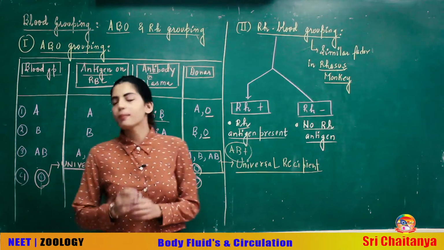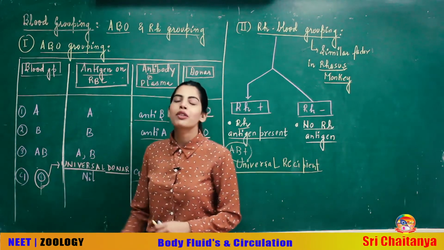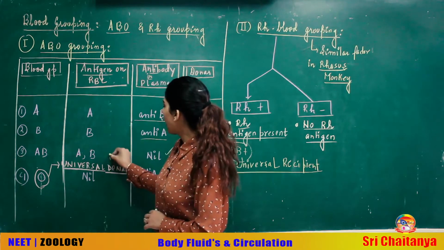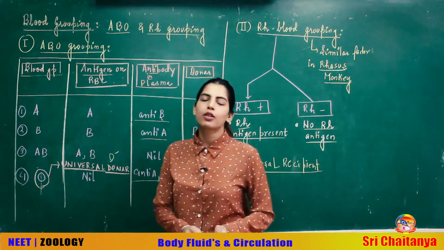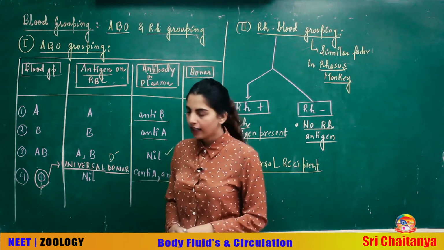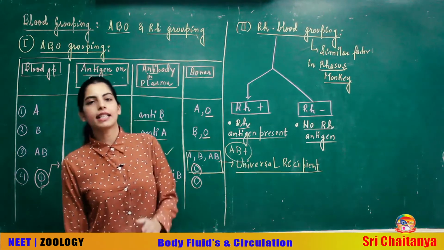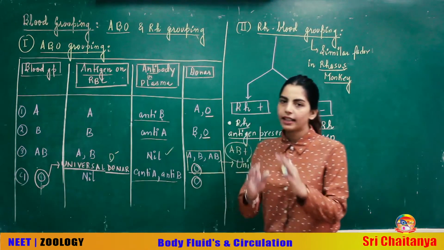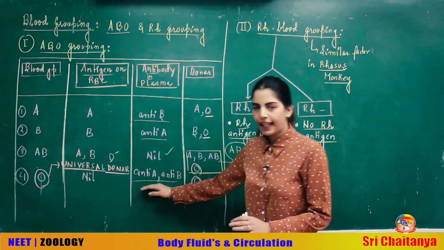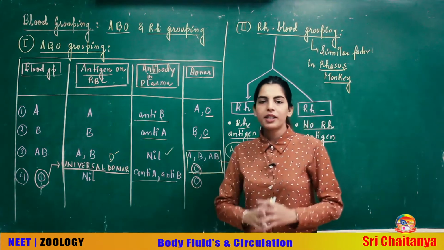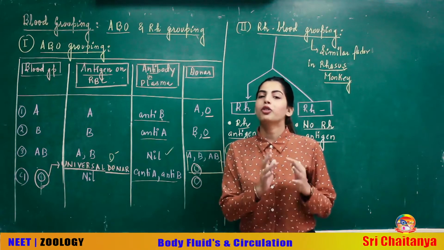Talking about the last blood group, which is O, O negative is universal donor. I will say why, but O can receive blood only from O because it has antibodies against both A as well as B. So it can only receive blood from O blood group person.